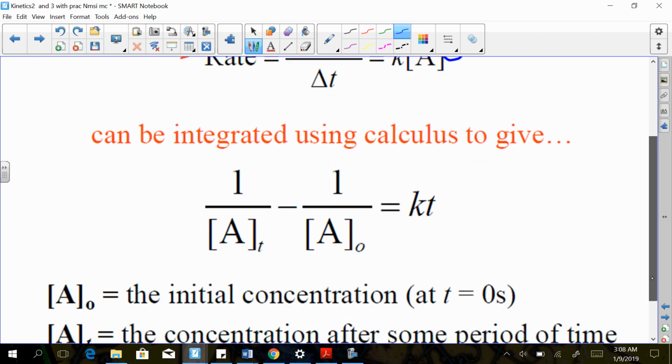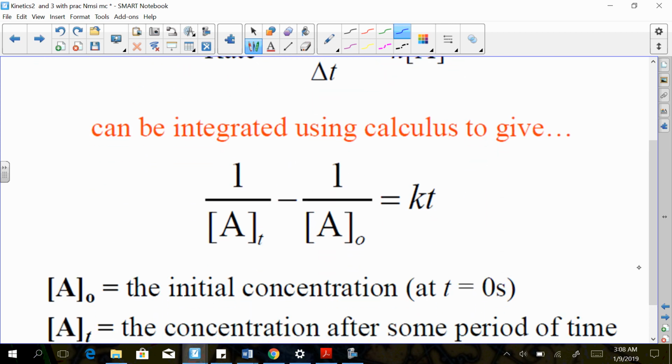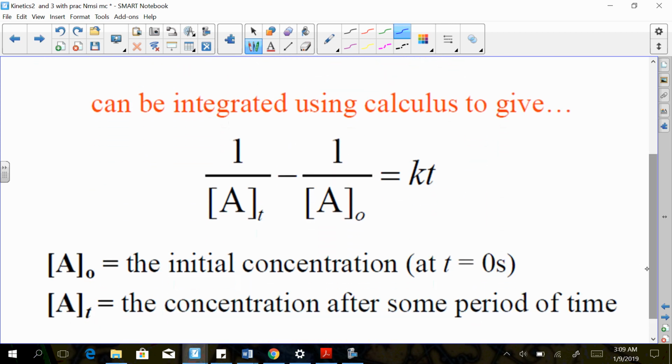Now, the equation for second order integrated rate law is 1 over the concentration this time. So 1 over the concentration minus 1 over the starting concentration equals KT. So this is just the concentration at some point in time, T. This is the starting concentration.